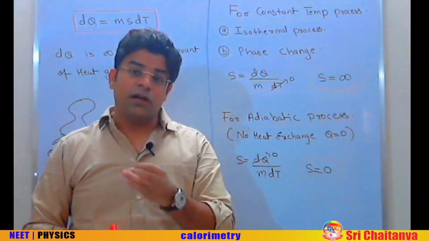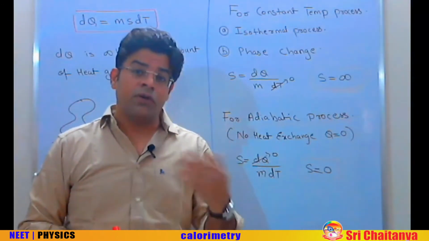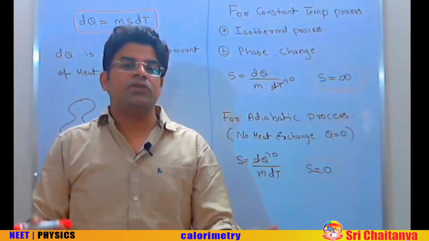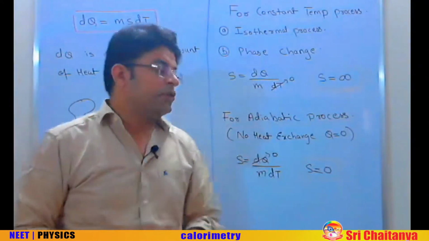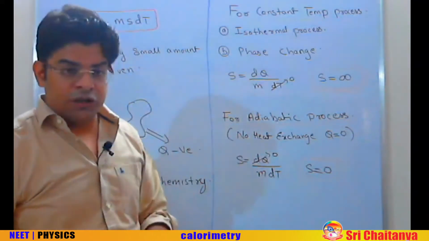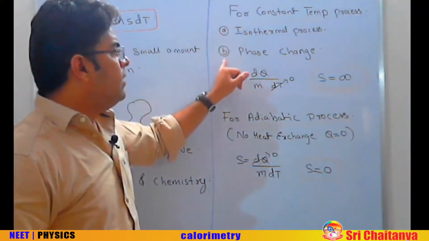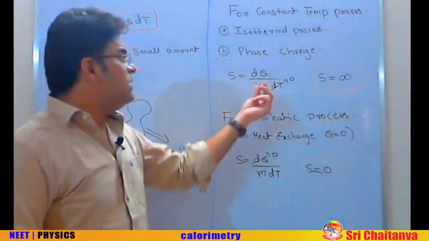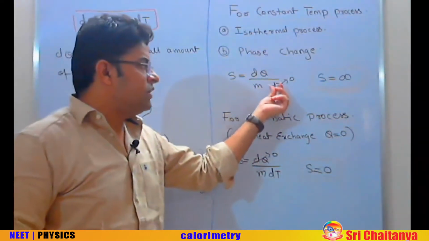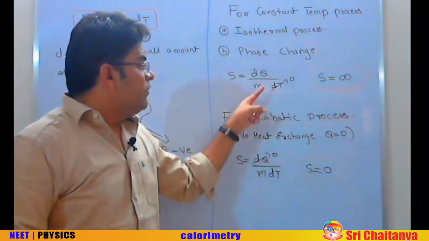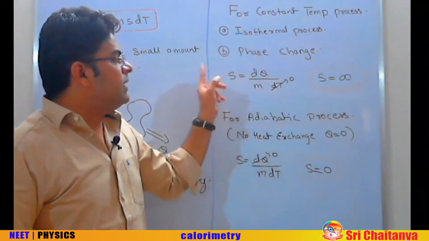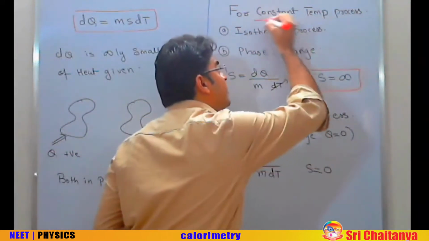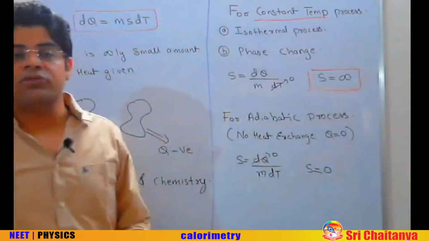If a solid converts into liquid or liquid converts into gas, at the melting point and at boiling point, the temperature remains constant till the time the conversion is taking place. So for constant temperature processes, that is isothermal and phase change, there is no change in temperature. Since there is no change in temperature, this quantity dt tends to 0. If this dt tends to 0, the specific heat comes out to be infinity. So remember that for constant temperature processes, the specific heat comes out to be infinity.